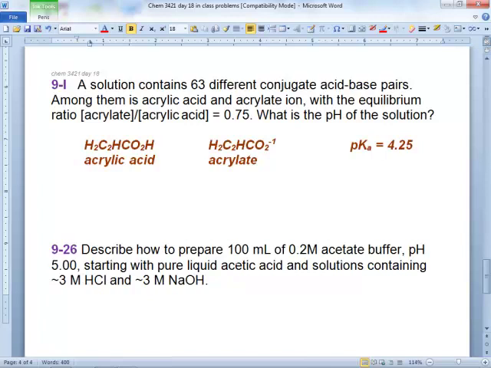A solution contains 63 different conjugate acid-base pairs. Among them is acrylic acid and acrylate with the equilibrium ratio acrylate over acrylic acid of 0.75. What is the pH of the solution? Amanda? What's the big deal here? What is this trying to hit on?